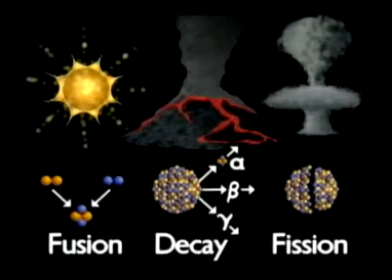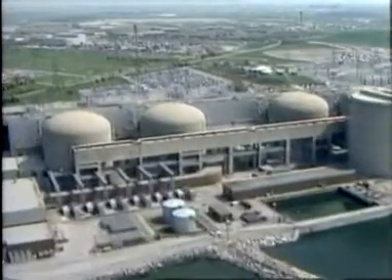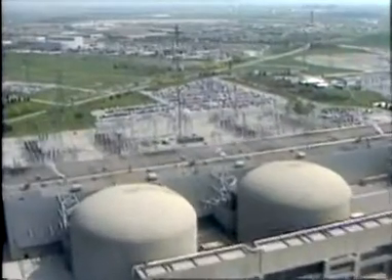We'll look first at fission. The first use, or misuse, of fission was as a weapon. But unlike a bomb, the fission reaction in a power station is controlled, so that energy is given off only on demand.